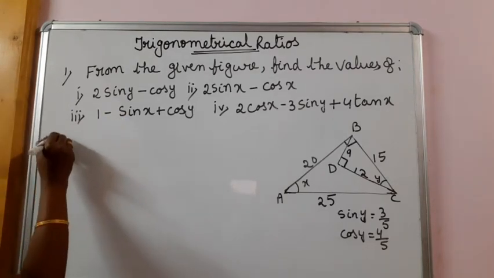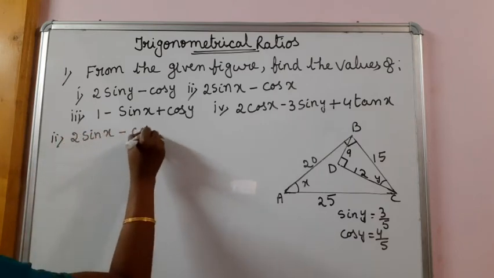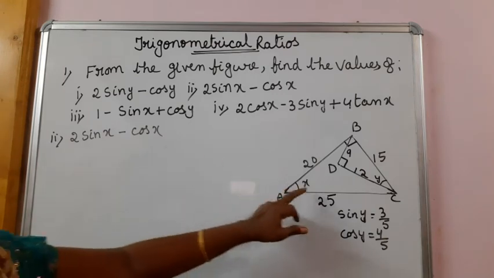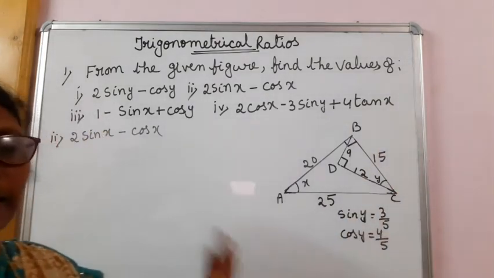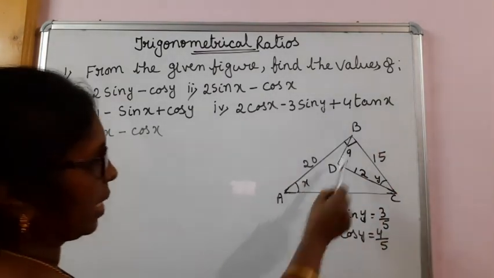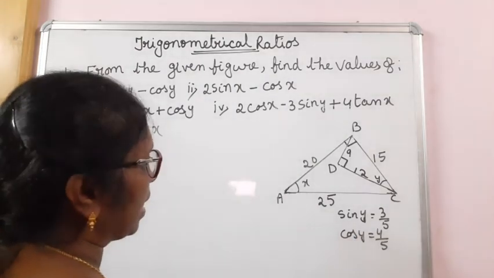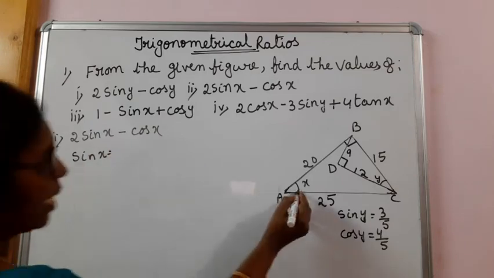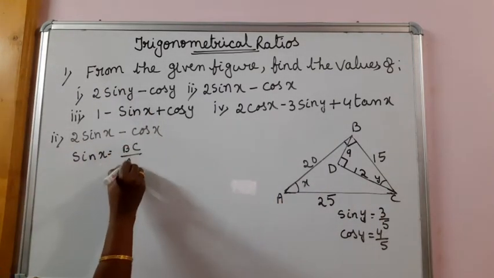For the second bit, the question is 2 sin x minus cos x. Here we have to find the values of sin x and cos x. x is the angle in triangle ABC. So opposite to x is BC, the perpendicular, AB is the base, AC is the hypotenuse. So let me find sin x first. Sine of this angle is opposite side BC by hypotenuse AC.